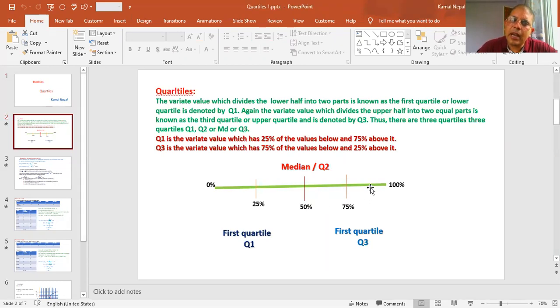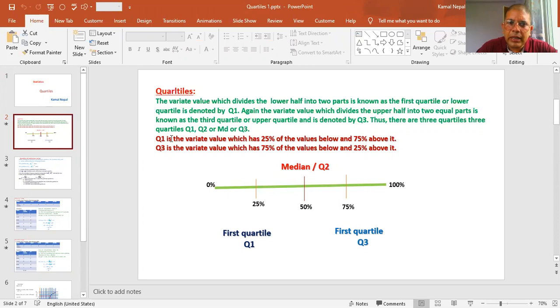To divide our data, we need 3 points: point 1, point 2, point 3. The first point is quartile 1, the second point is the median, and the third point is quartile 3. First is the first quartile, the lower quartile. Second is the median or quartile 2. Third is the upper quartile or quartile 3.